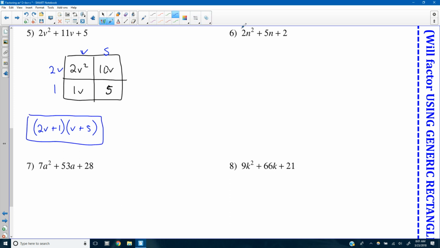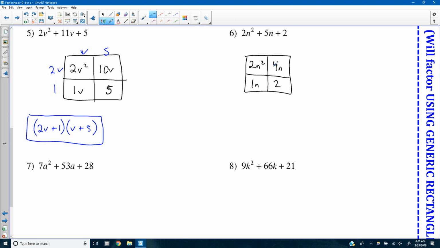Okay. Number 6. 2n squared plus 5n plus 2. Again, no common factor. So what two numbers multiply to 4 and add to 5? Kind of looks the same as this one here. It's going to be 4 and 1, right? 4 times 1 is 4. 4 plus 1 is 5. So this is probably where I got my n's. I was probably looking at this. Probably saw this problem really quickly. 2n squared, 2. 4n and 1n.